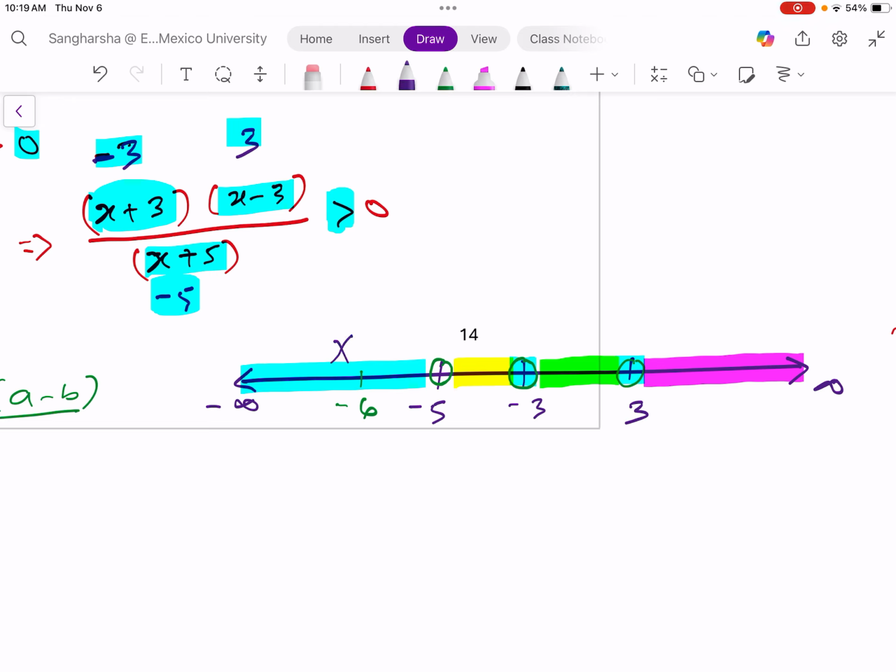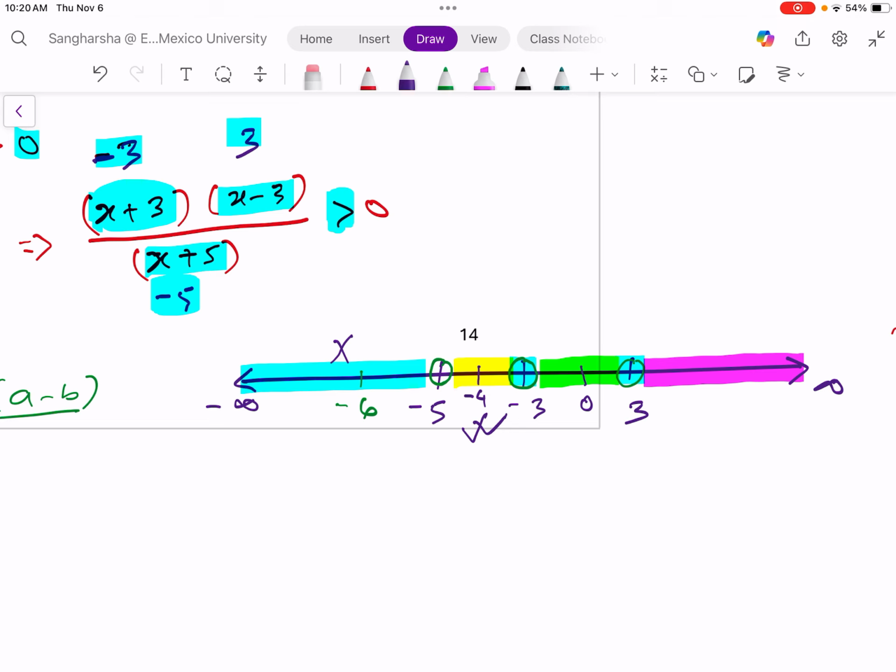Now let's take a number here. Let's take -4. Is -4 a solution for this inequality? -4 plus 3 is -1, -4 minus 3 is -7, times -1 is positive 7. -4 plus 5 is positive 1. Positive 7 divided by positive 1 is 7, greater than 0. That's true. So the second interval is our solution. Now let's pick 0 here. Is 0 a solution for this inequality?